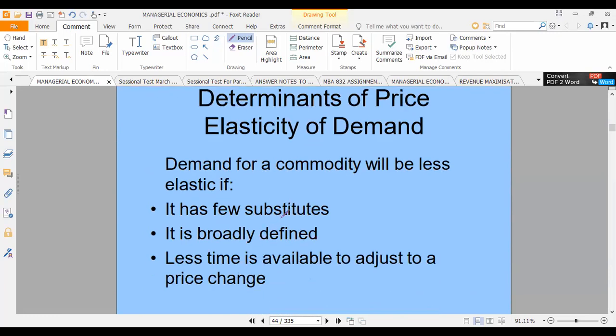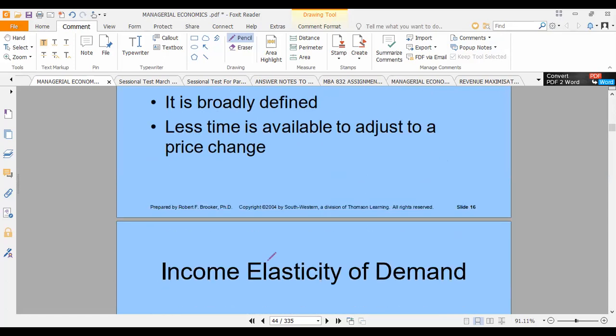So if you have few substitutes, then elasticity is high. If it's defined broadly, then you have less elasticity of demand. If you have less substitutes, less elasticity of demand. If you have less time to adjust to prices, then you have less elasticity.